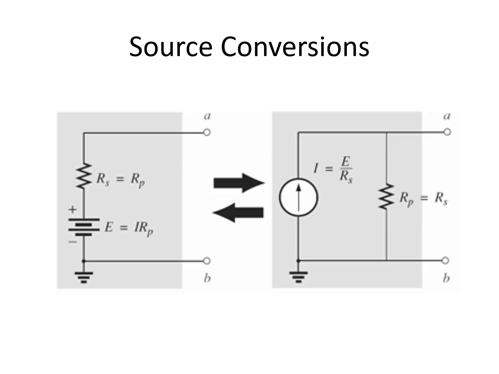And lastly, we have source conversions. As you can see, in Thevenin's we have a voltage source in series with an internal resistance, and in Norton's we have a current source in parallel with an internal resistance. We can apply them as a source conversion, because there are circuits that are easily solved when we have voltage sources, and there are circuits that can easily be solved when we have current sources.